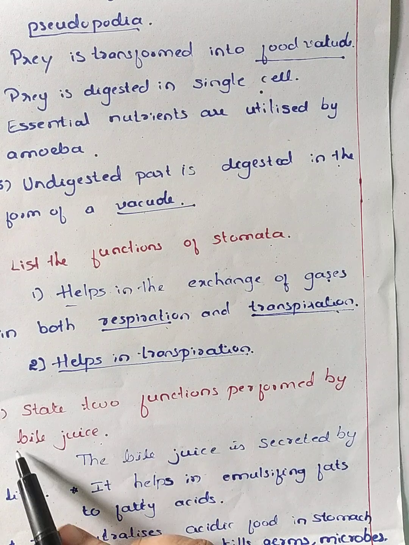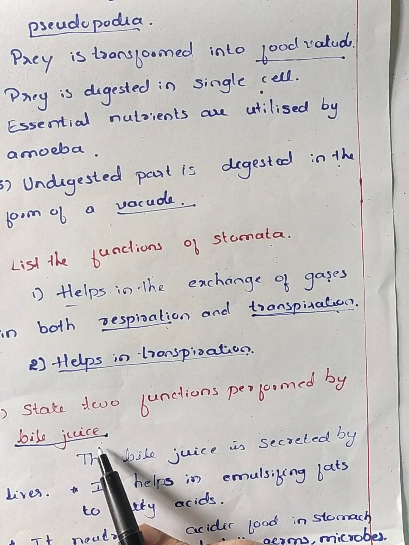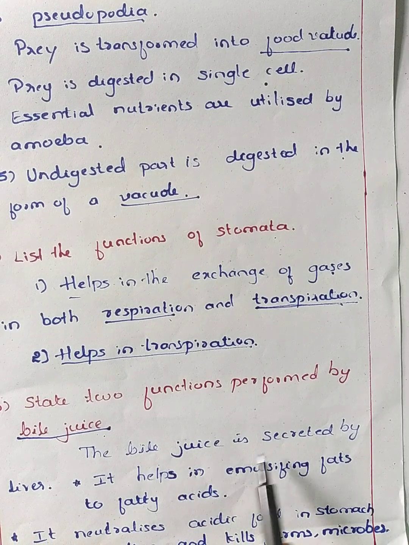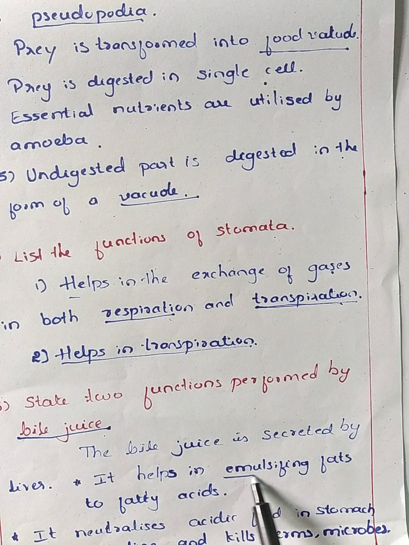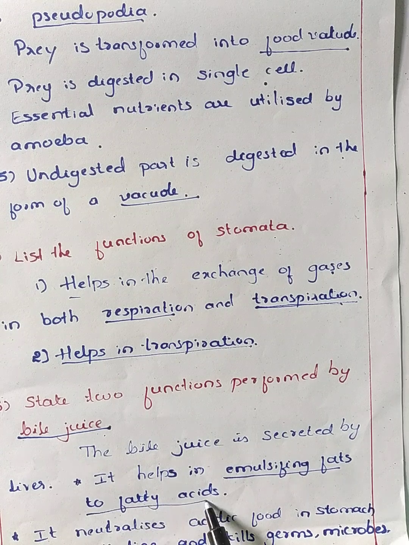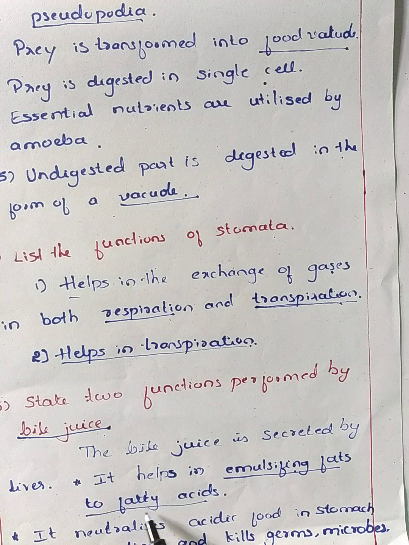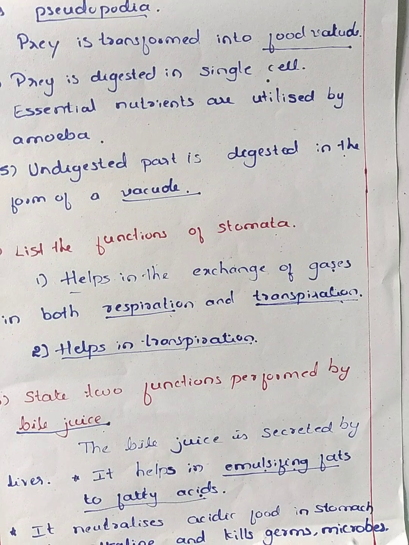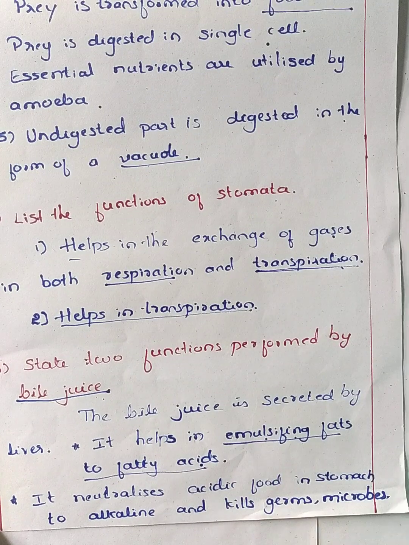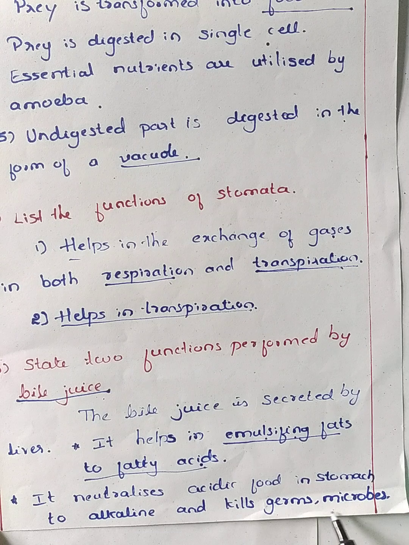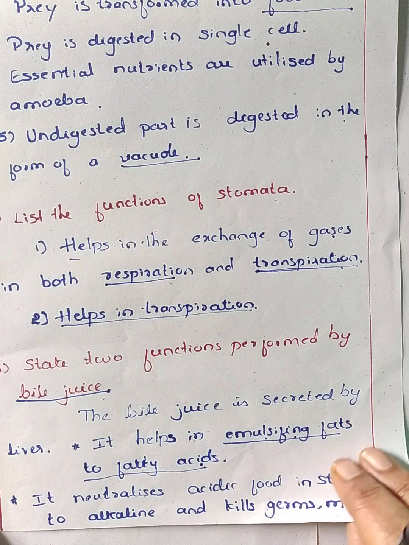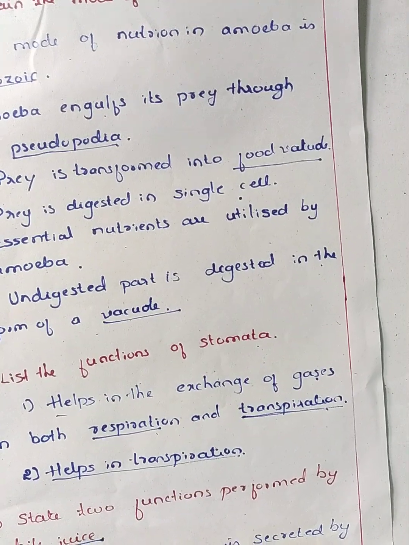The next question is: state 2 functions performed by bile juice. Bile juice is secreted by the liver. The function of bile juice is that it helps in emulsifying the fats. Emulsification means conversion of big fat molecules to smaller fat molecules. So this is called emulsification. And the next function of the bile is that it neutralizes the acidic food from the stomach to alkaline and kills the germs and microbes. So these are the two functions of bile juice.